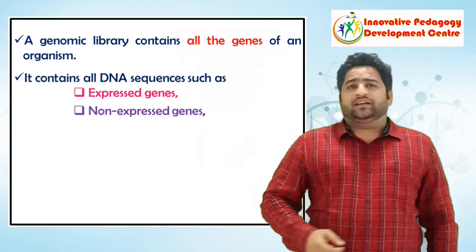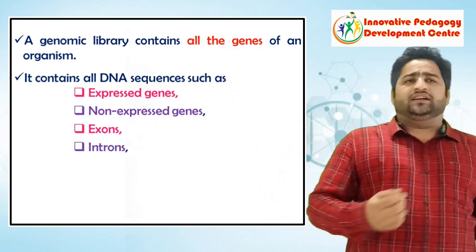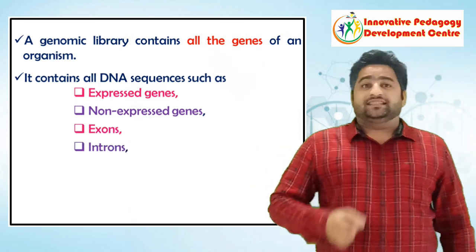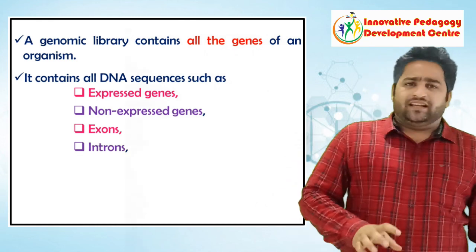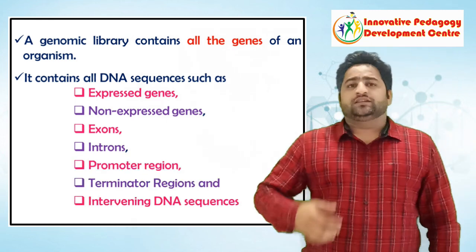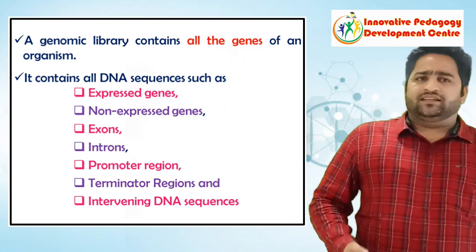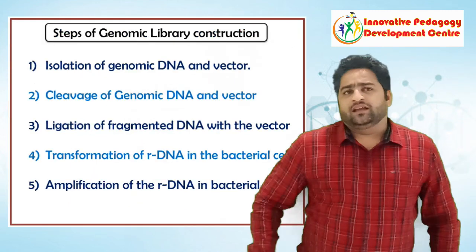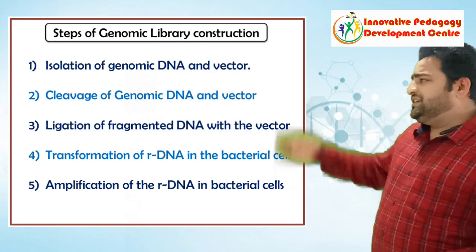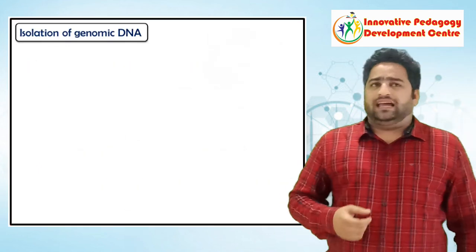So a genomic library contains all the genes of an organism. It contains all DNA sequences such as expressed genes, non-expressed genes, exons, introns, promoter region, terminator region, and the intervening sequences. Steps of genomic library construction. So these are the steps of constructing the genomic library.